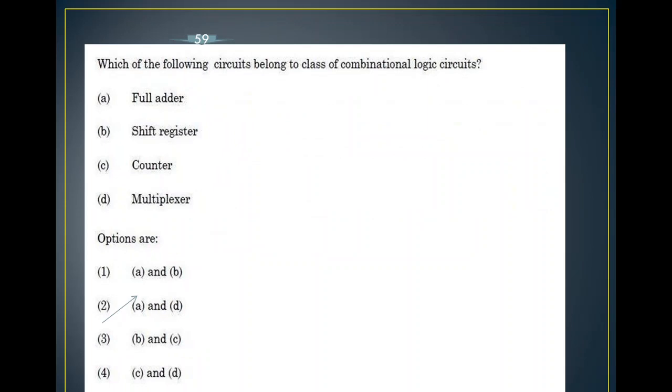Next question. Question number 59. Which of the following circuits belongs to the class of combinational logic circuits? A. Full adder, B. Shift register, C. Counter, and D. Multiplexer. Option first, A and D, option second, A and D, option third, D and C, and option fourth, C and D. And the correct option is second, A and D. That means full adder and multiplexer.